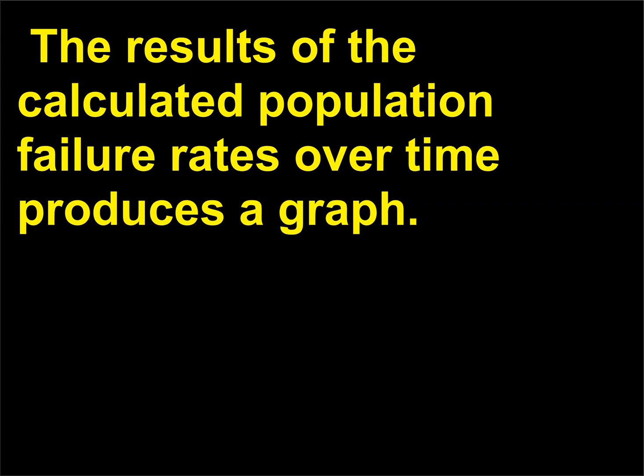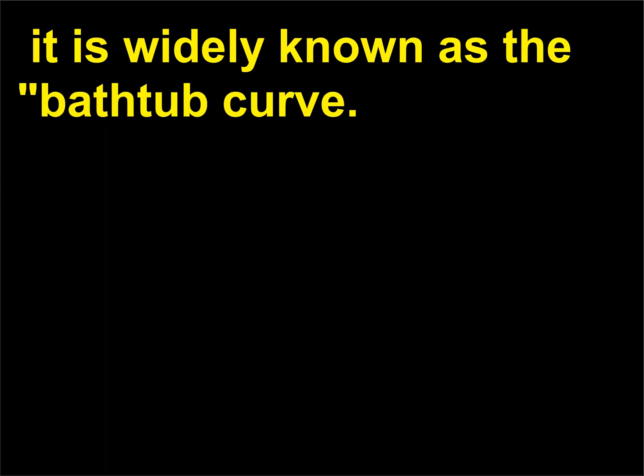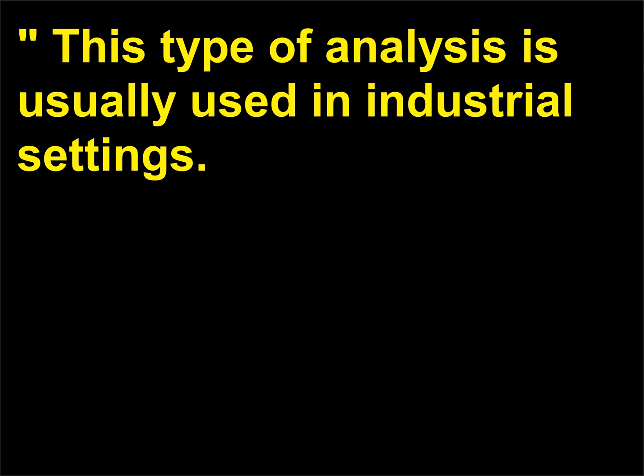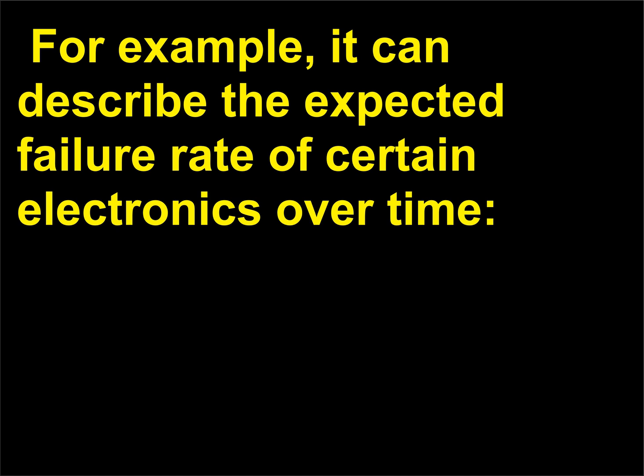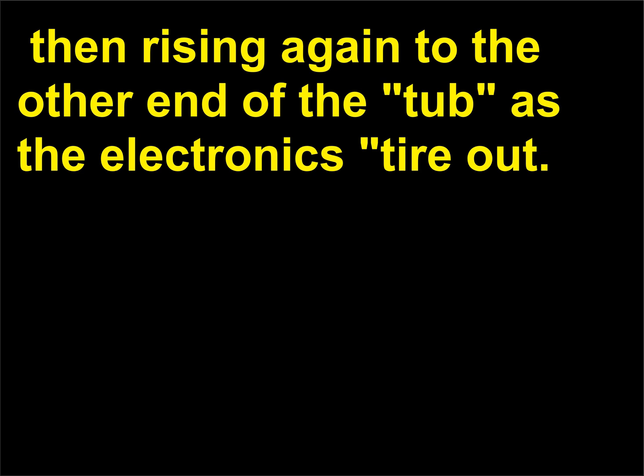The results of the calculated population failure rates over time produces a graph. Because the shape of this failure rate curve resembles the end-to-end section of an antique bathtub, it is widely known as the bathtub curve. This type of analysis is usually used in industrial settings. For example, it can describe the expected failure rate of certain electronics over time. Initially high, then dropping to 0 failures for most of the system's lifetime, then rising again to the other end of the tub as the electronics tire out.